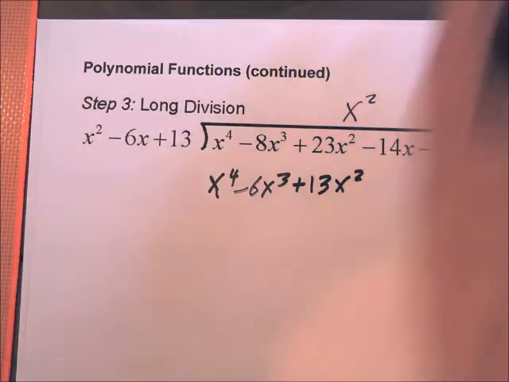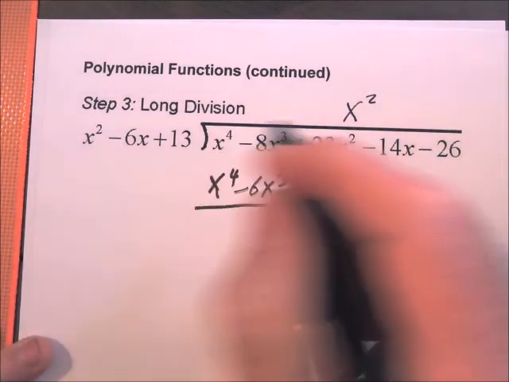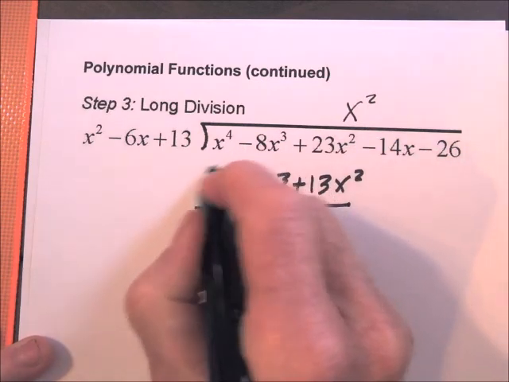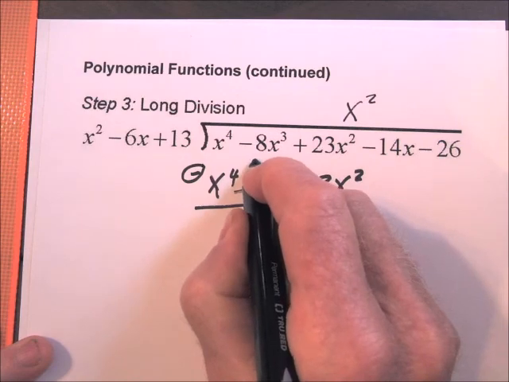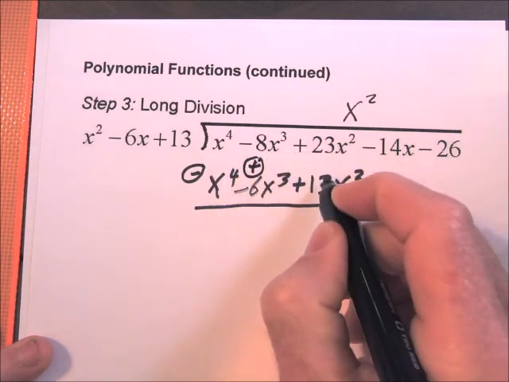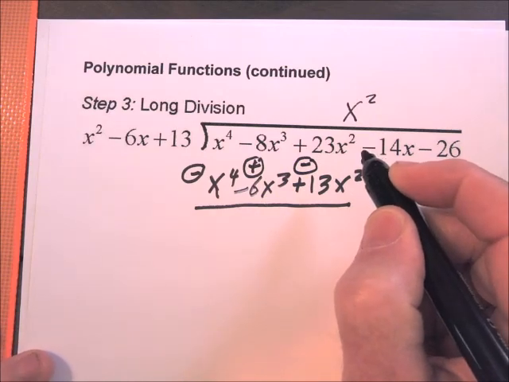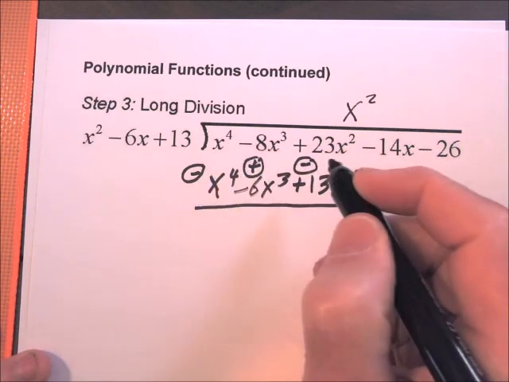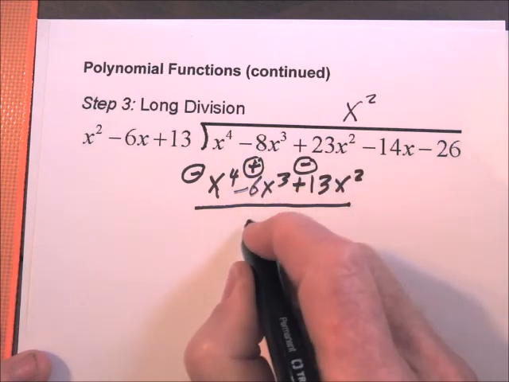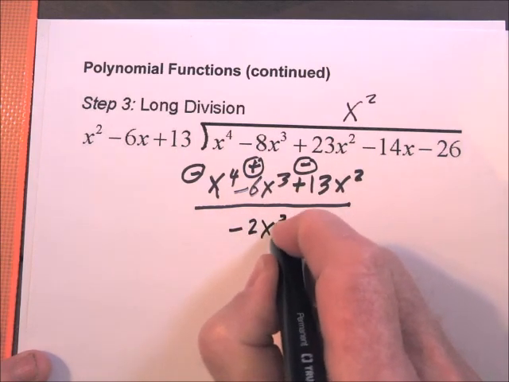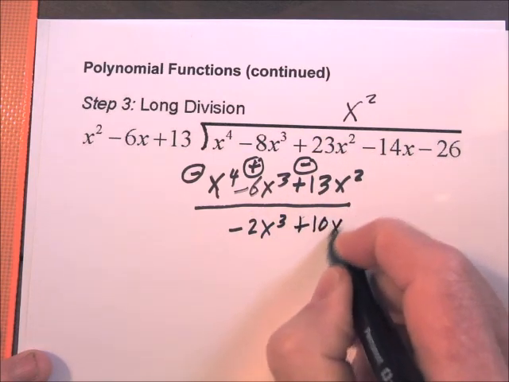Okay, so then we can subtract. Well, the way we subtract, we change the sign, then add or subtract according to the sign. So this positive x to the fourth will become a negative x to the fourth. Negative 6 becomes a positive 6. Plus 13 becomes a minus 13. And then we add or subtract like terms according to the sign. X to the fourth minus x to the fourth cancels. Negative 8 plus 6 would be negative 2x to the third. 23 minus 13 is 10x squared.